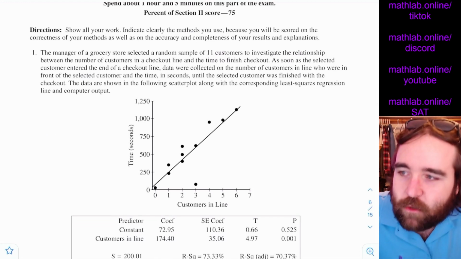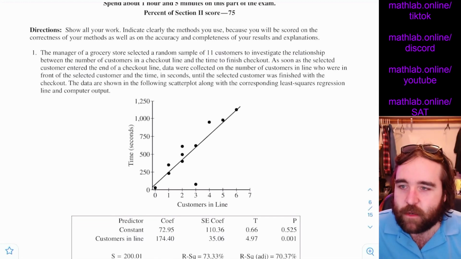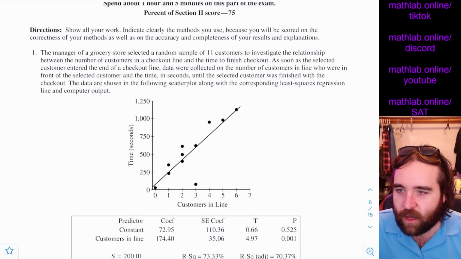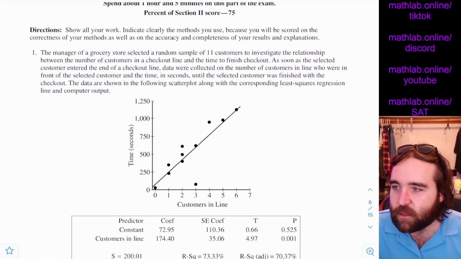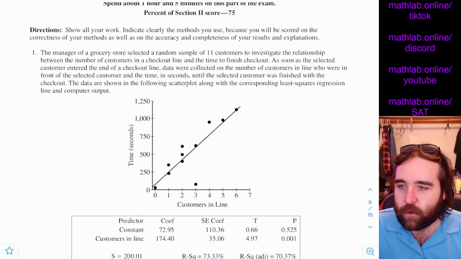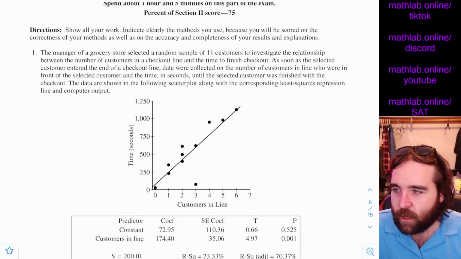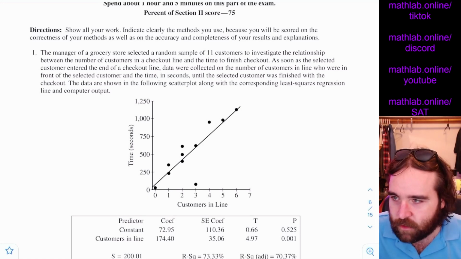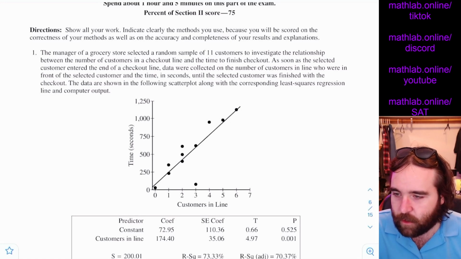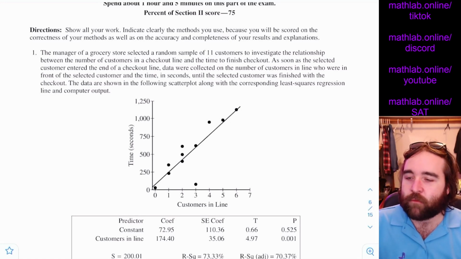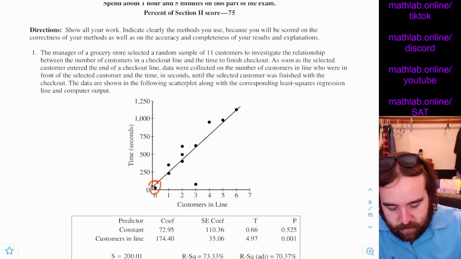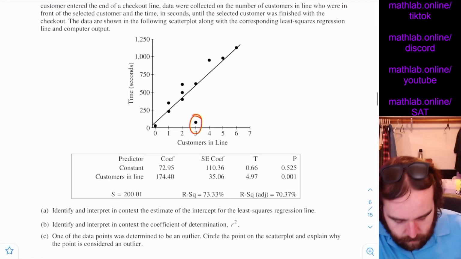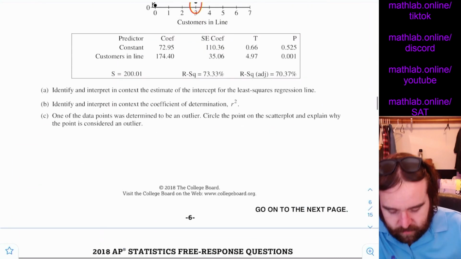Let's go. The manager of a grocery store selected a random sample of 11 customers to investigate the relationship between the number of customers in a checkout line and the time to finish checkout. As soon as the selected customer entered the end of the checkout line, data were collected on the number of customers in line who were in front of the selected customer and the time until the selected customer was finished with the checkout. The data are shown for the scatter plot. Got it. So we're looking at how many people are in front of you in line, which means when this 0 here, that means there was nobody in line when they went up. Here, there were 3 people in line when they went up. They just got through very quickly because they must have been small orders.